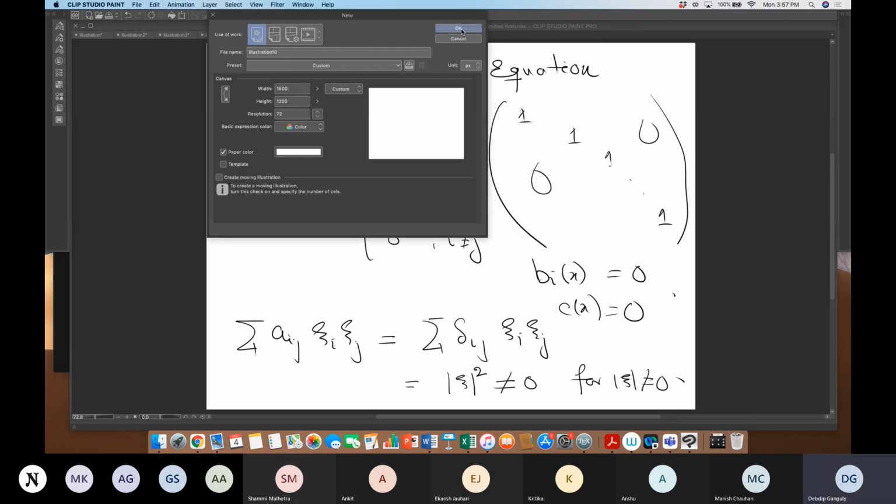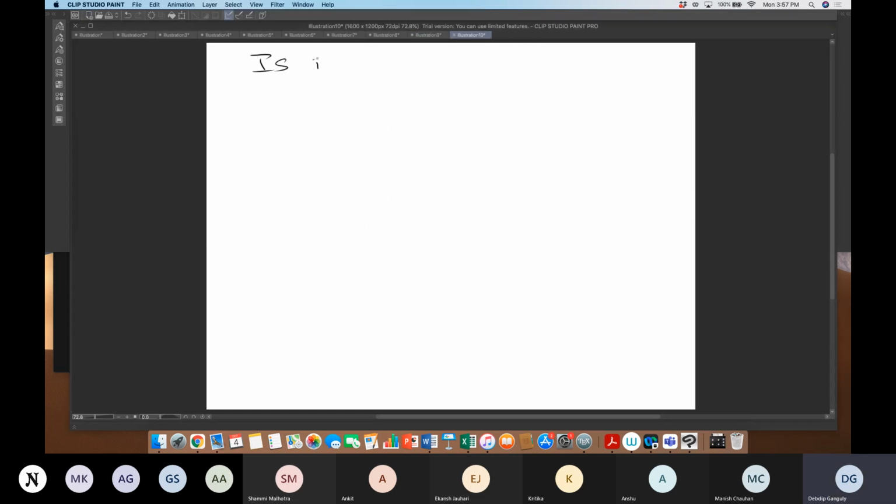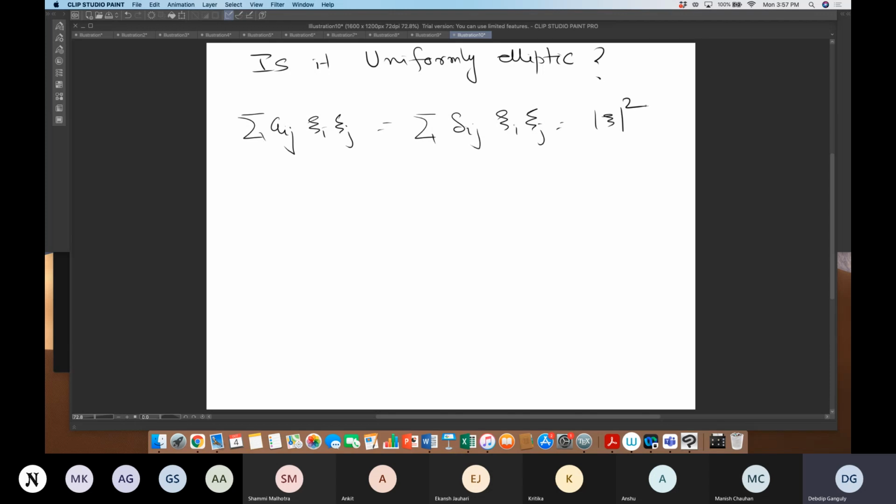Now you tell me, is it uniformly elliptic? Is it uniformly elliptic? Just think again. Yes, sir. a_ij xi_i xi_j is summation delta_ij xi_i xi_j. This is |xi|^2. Is this uniformly elliptic?